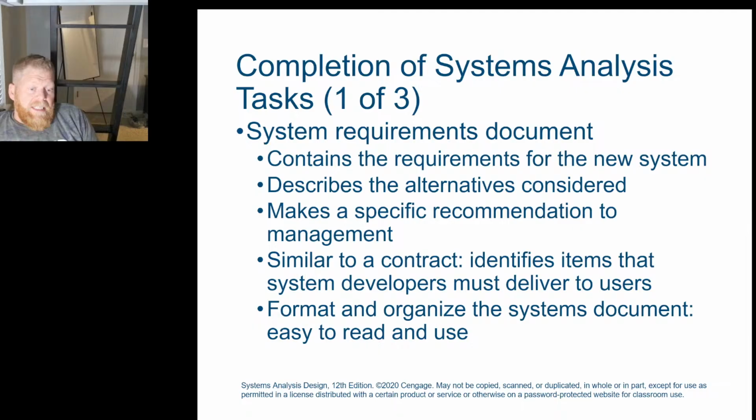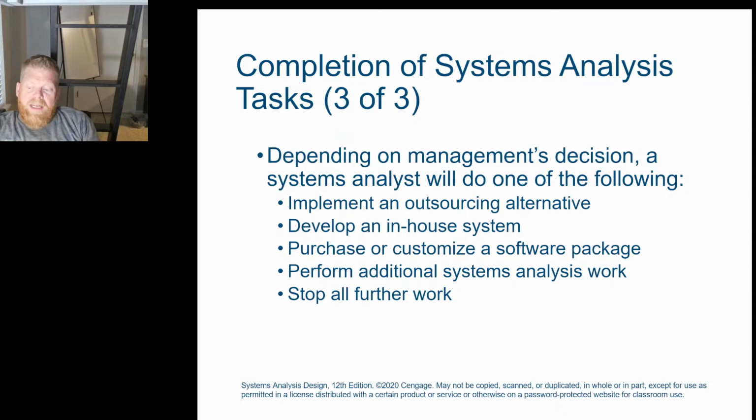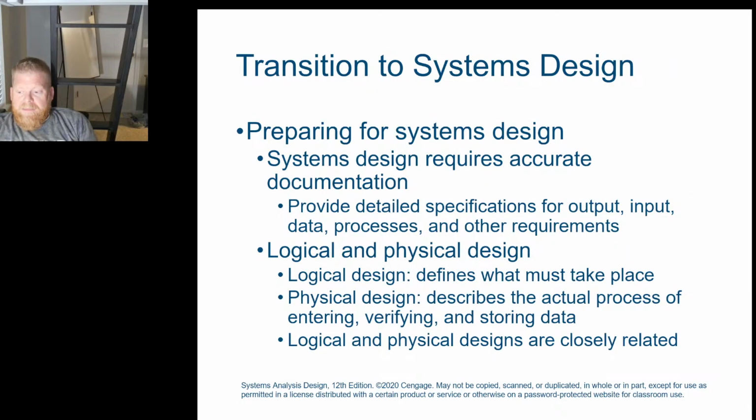Now, once you complete your system analysis tasks, you're going to need to complete the documentation. Pretty much everything we've talked about for the last 30 slides or so, you're going to need to make those documents official. Give them the requirements, describe the alternatives, make specific recommendations to management, and, similar to a contract, identify items system developers must deliver to users, and format the organization's system document to be easy to read. Okay. Make a professional presentation. This slide shows suggestions for what an effective presentation would be. And depending on management's decisions, a systems analyst will do one of the following, and you can follow up on this slide. Okay.